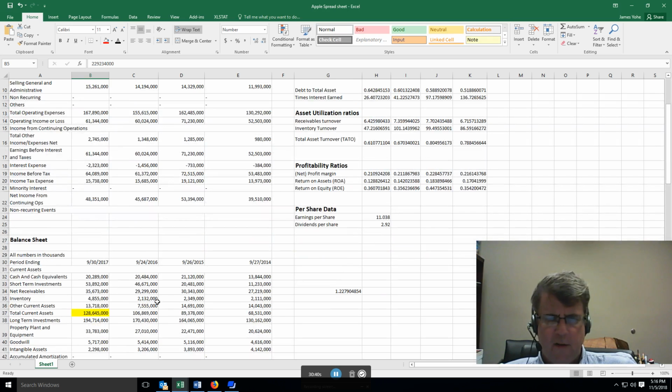We look down here, that inventory number doubled over the last year, so that could be problems with the iPhone selling or other inventory that they keep. They might be having a problem selling some of it. Sales are slowing. The next thing we have is TATO, total asset turnover.